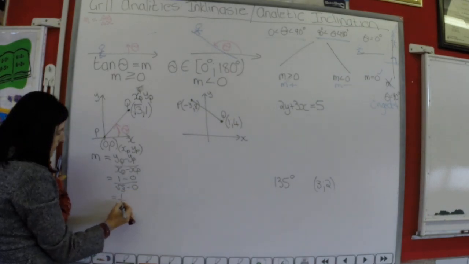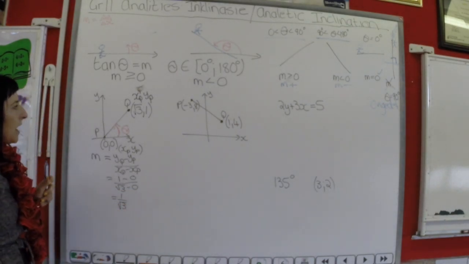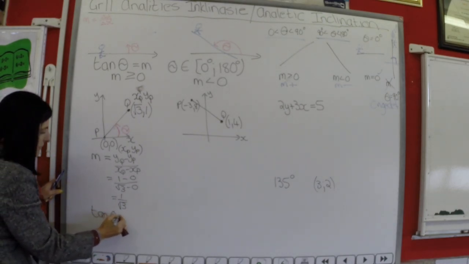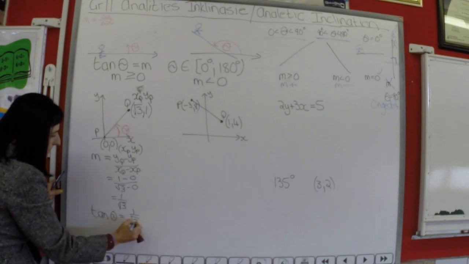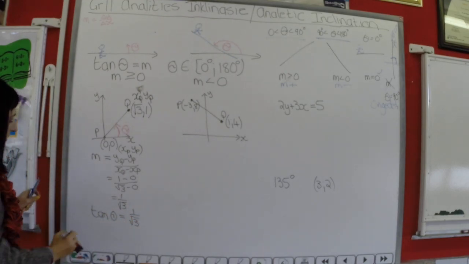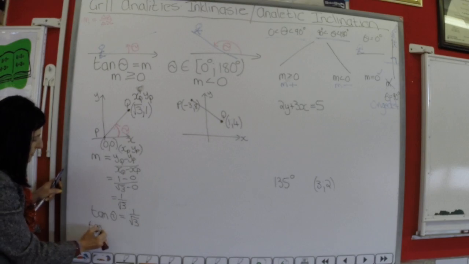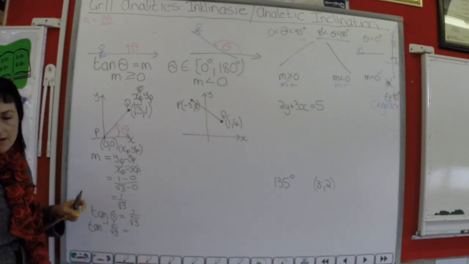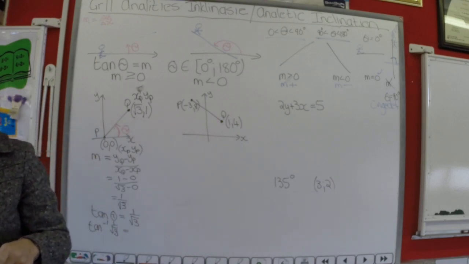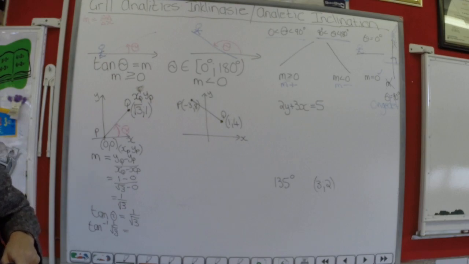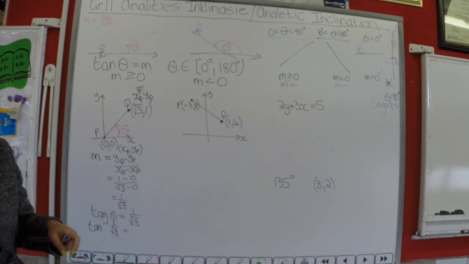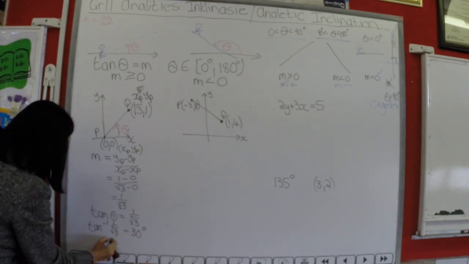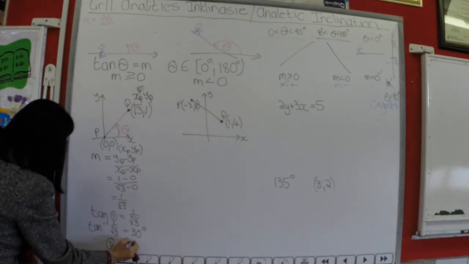So my gradient is 1 op wortel 3 and I know from my learning work that the tangent of that angle must then equal my gradient. So nou kan ek my sakrekenaar vat, ek kan hom 'n second function stel and I can determine the size of theta. If you do that, you get your size of theta to be 30 degrees. So therefore, your inclination angle theta equals 30 degrees.